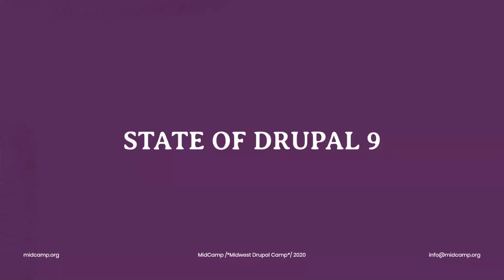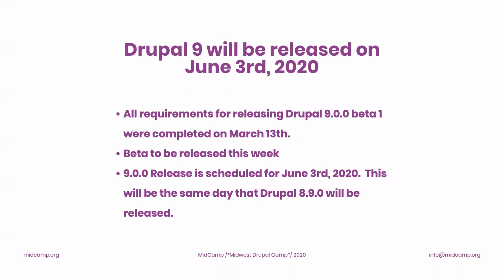So let's start just by touching a little bit on where Drupal 9 development is at right now. And it's very exciting. We have a firm release date. Drupal 9 will be released on June 3rd, 2020. We had a few potential release windows, and the core developers have managed to hit all the requirements for our earliest potential window. On March 13th, they committed the last milestone that was required to release Drupal 9 beta.